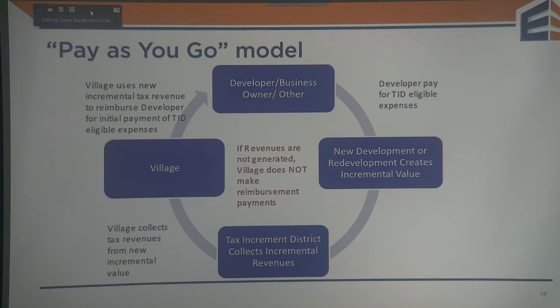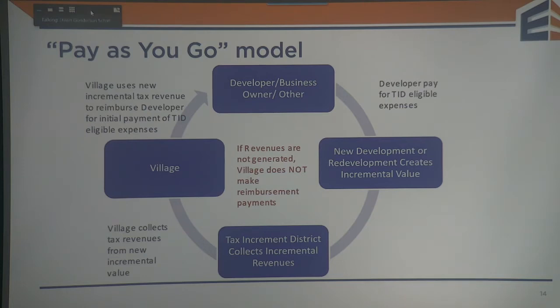We'll go from the top of this model in a clockwise position. So we start out with a developer or a business owner that has come to the community and asked for TIF assistance. And that may be for paying for utilities, it might be a direct development incentive, it might be something of that nature. So the way it would work is the developer would pay for that cost upfront. The developer would pay for the cost of putting the water into the site. We'll use that as our example.